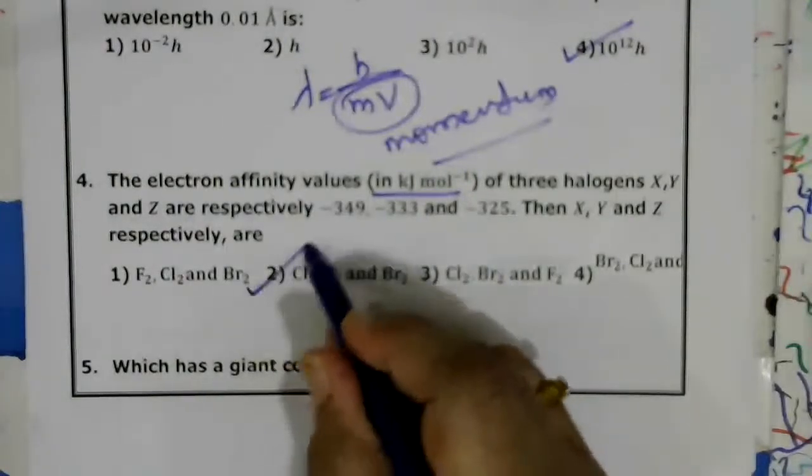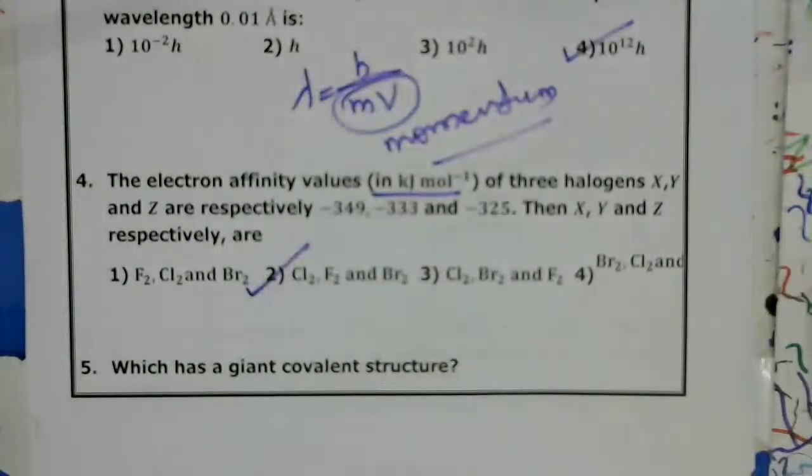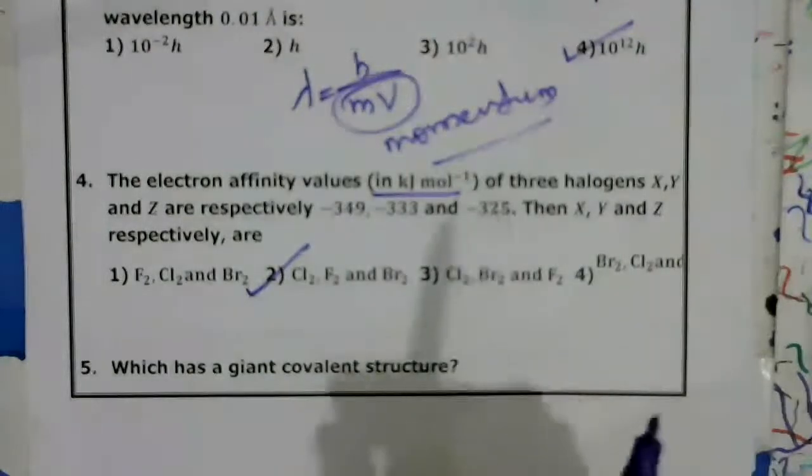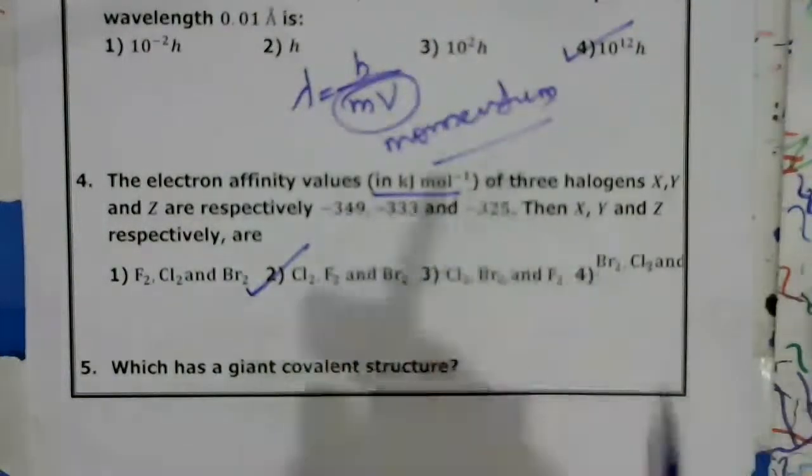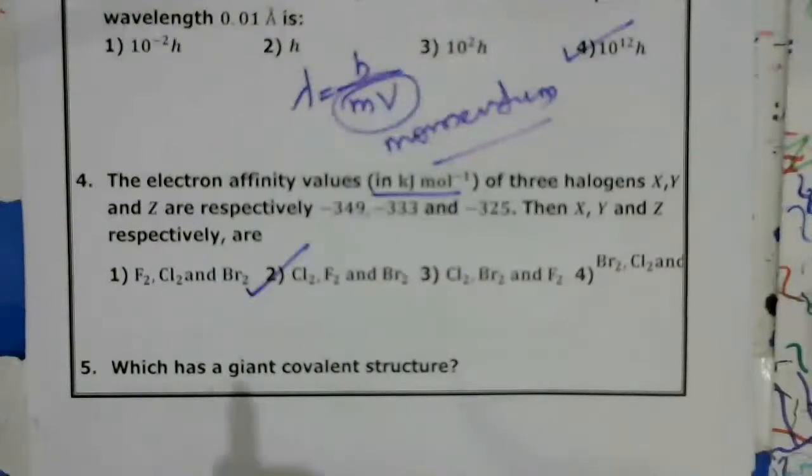This we have studied even in the periodic properties. All these are p block elements, non-metals, and they have the tendency to gain the electron. So based upon the tendency, many of the periodic properties concepts we have discussed in the classes and in the synopsis. Based upon that, we can write the answer as chlorine greater than fluorine, than bromine. Okay.